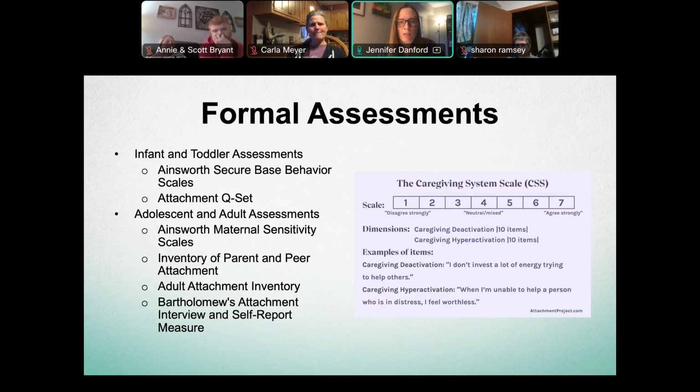So these are the formal assessments that will likely be done, one of these. The infant and toddler ones are the Ainsworth Secure Base Behavior Scales and Attachment Q Set. So you could even ask, what kind of formal assessment will be going on with the child in my home? The adolescent and adult assessments: Ainsworth Maternal Sensitivity Scale, Inventory of Parent and Peer Attachment, Adult Attachment Inventory, or Bartholomew's Attachment Interview and Self-Report Measure. Sometimes they'll do these and throw in some other assessments, or they'll do a combination, but it can be helpful to know they're actually doing a formal assessment that can get you some answers.